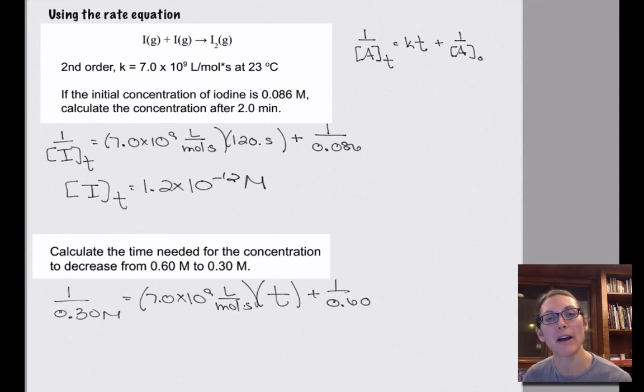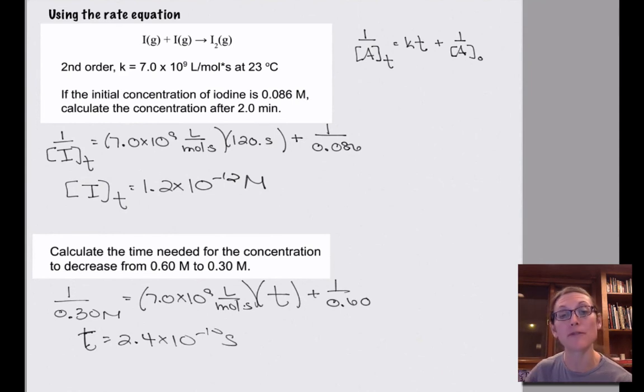So here again, it's just a matter of doing the math. And so when you solve this particular problem, you're going to end up with a time that is 2.4 times 10 to the negative 10th seconds. So it's very fast. And I want to point out at this time that this is formally a half-life, but we're not going to talk about a nifty half-life equation. Remember, a half-life is how long it takes for your concentration to decrease to half of what it was. We're not going to talk about a nifty half-life equation for zero and second order reactions because they do depend upon the initial concentration, and so they're not as useful.